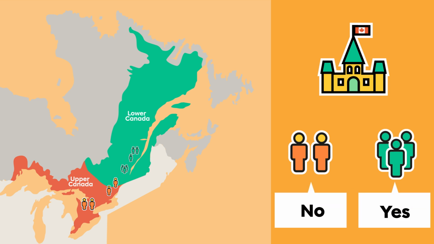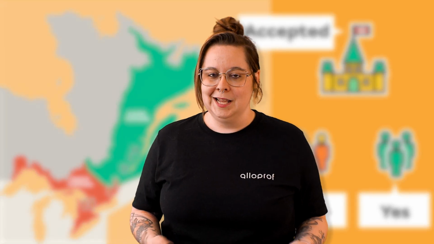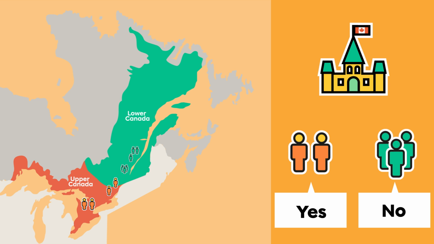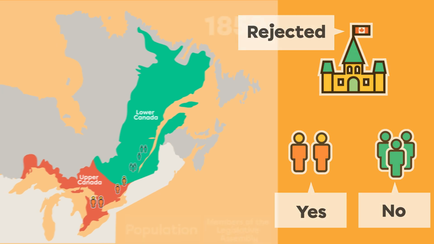More members in the Legislative Assembly equals a higher chance that their bills will be accepted. Of course, the people of Upper Canada objected because there were fewer of them. I get them too. Fewer members in the Legislative Assembly equals less chance that their bills will be passed.